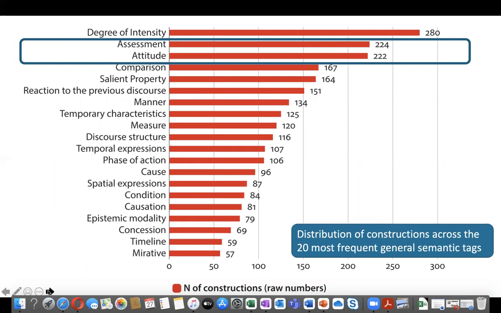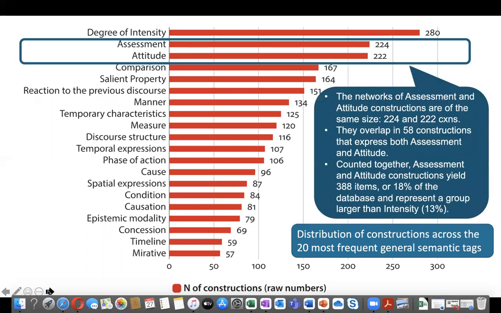So on the left are the general semantic tags, and on the right, you see the numbers of constructions in each of those networks. And because the assessment and attitude constructions overlap in 58 constructions that express both assessment and attitude, altogether, assessment and attitude constitute 388 items, or 18% of the entire database. And that makes this group actually larger than even that very largest group, which is the intensity constructions.